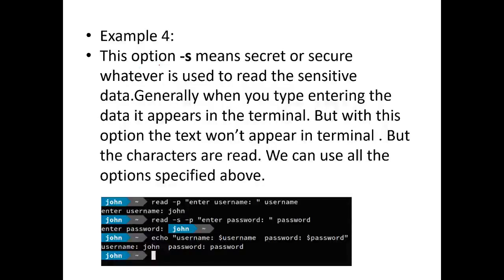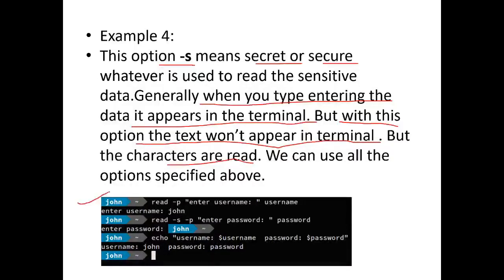The next option we'll see is -s. -s means secret or secure. So using this -s, you're going to secure the data whichever the user is entering, and that data will not be visible to the user or any other user. Generally, when you type the data, it appears in the terminal, but with this option the text won't appear in the terminal. It will not be visible, but the characters are read. So whatever the user has entered will be read, but it will not be visible.